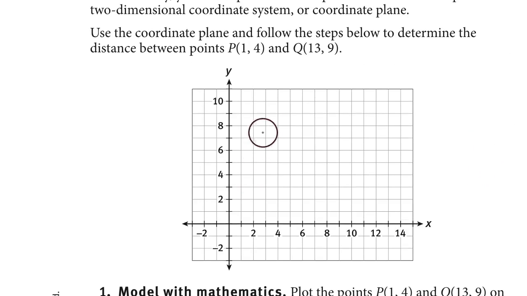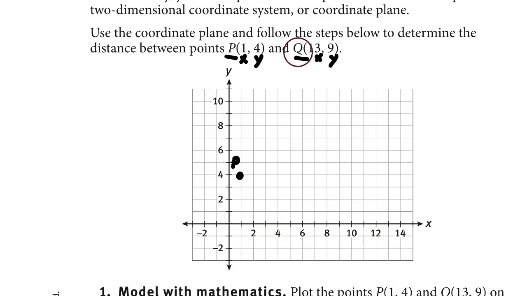As an example, let's find the distance between point P and point Q. Point P is at 1, 4. So first point at the origin and locate 1, 4. The first number in the parentheses is x, the other number is y. 1, 4 is right 1, up 4, here's the dot, and this is point P.